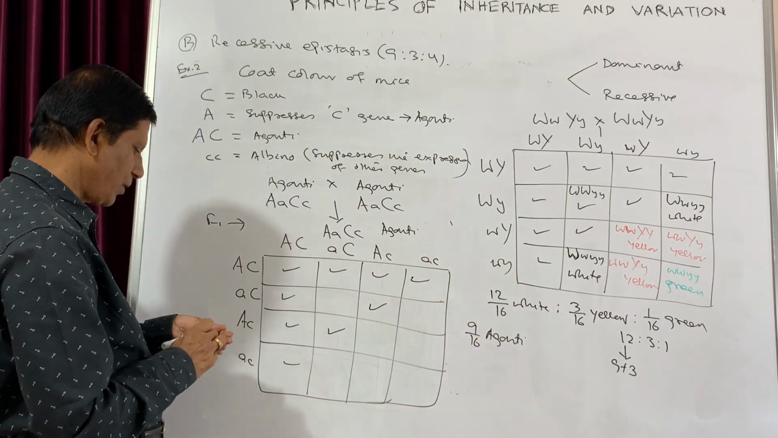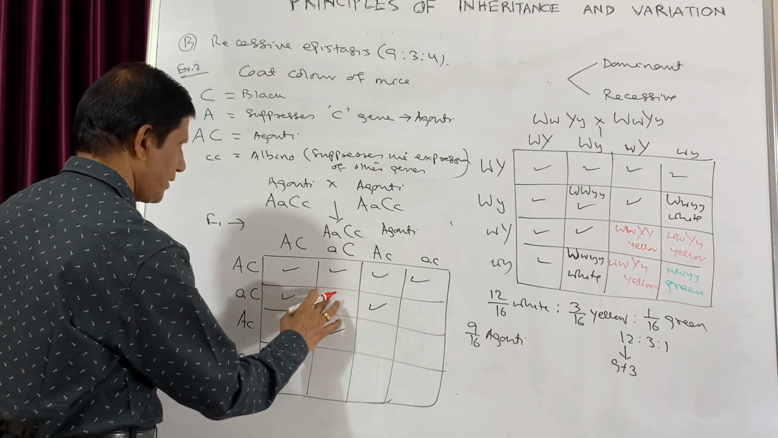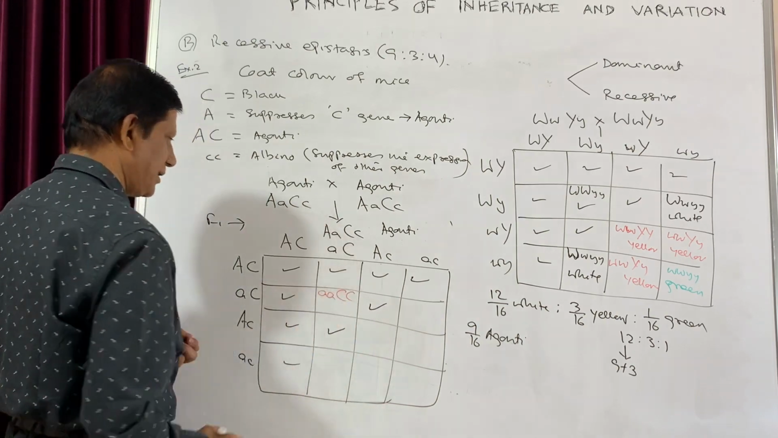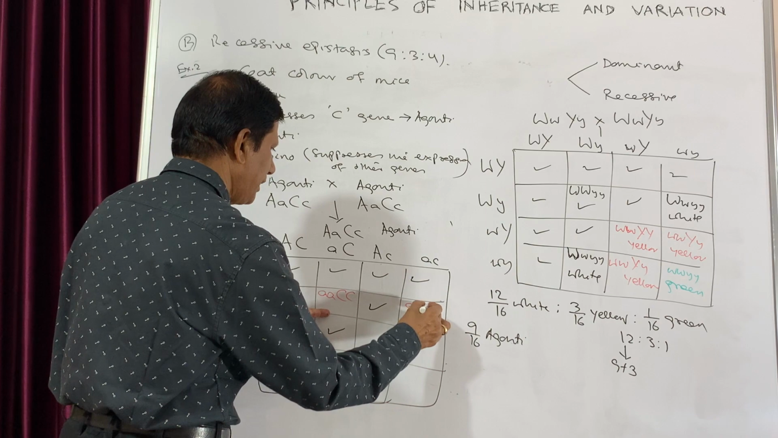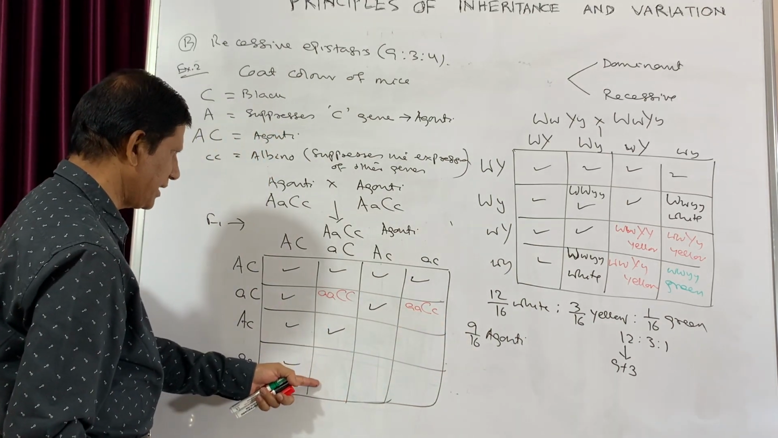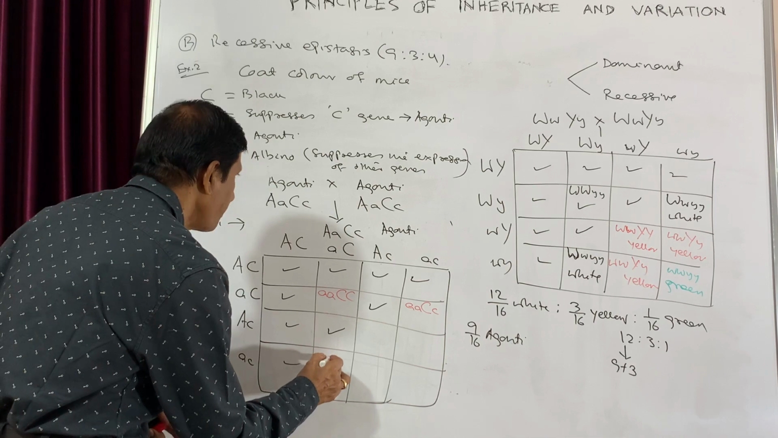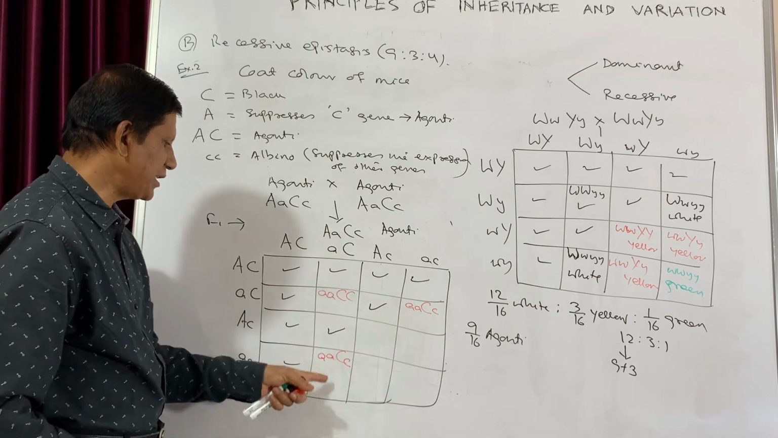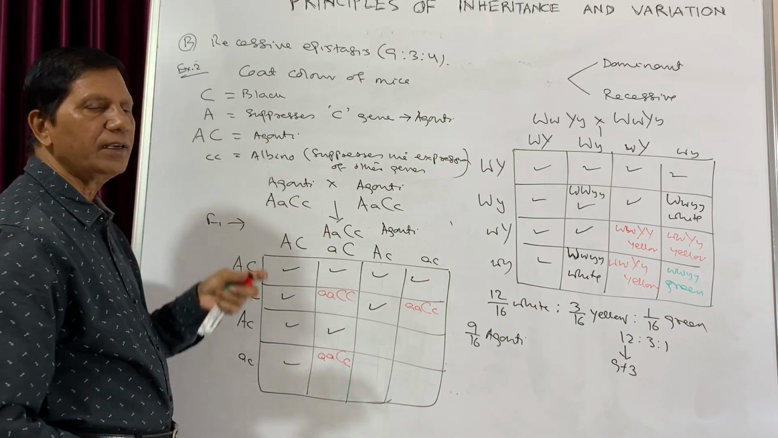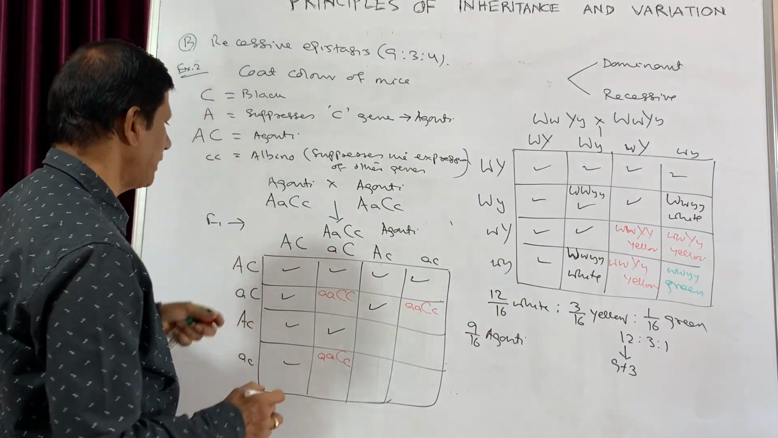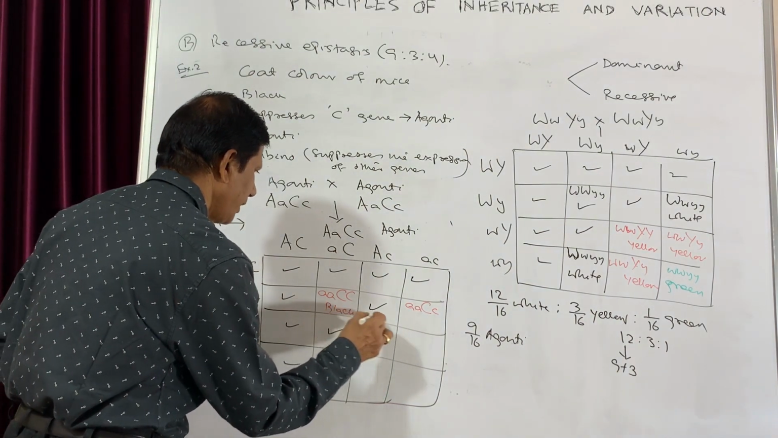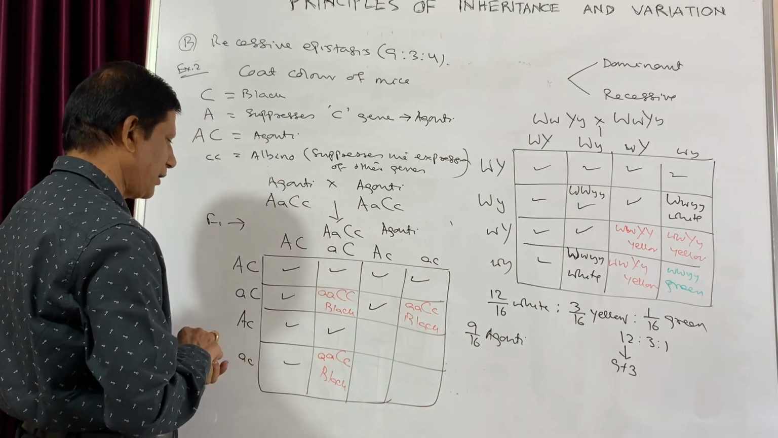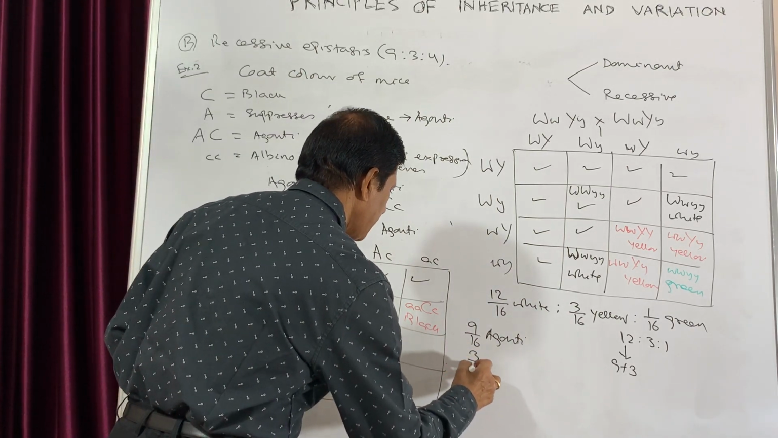Now you see what is happening in this case. Here it will be small a, capital C, capital C. Here it is small a, capital C, small c. And in this case also, small a, capital C, small c. That means here capital C is present alone, but A is present in the recessive form. So when capital C is present, this is black color. So this is black, this is black, this is also black. That means out of 16, 3 by 16 are black.